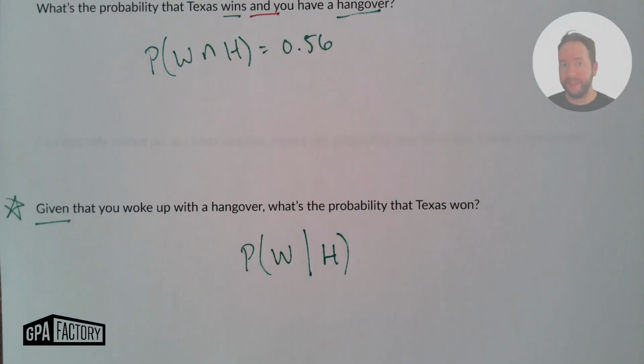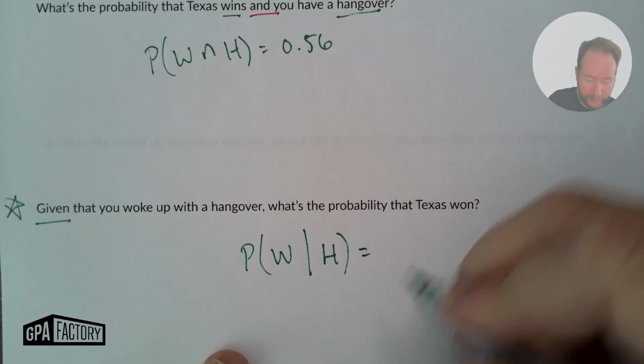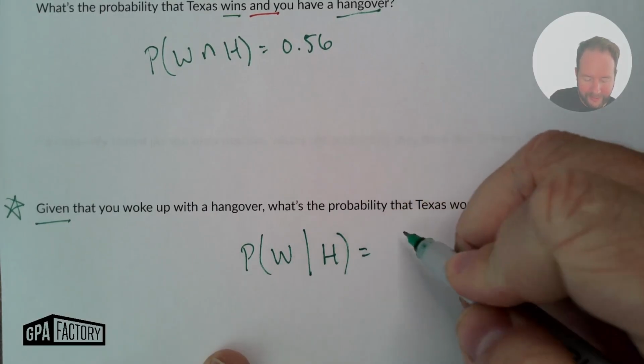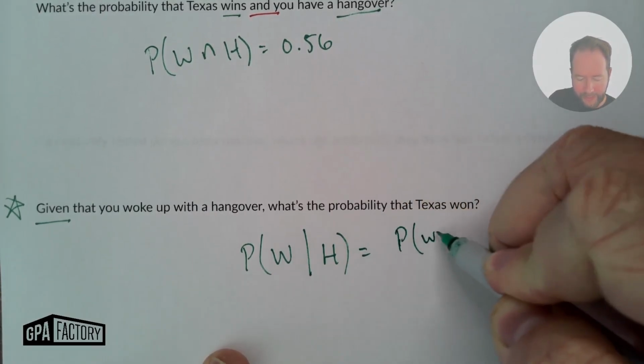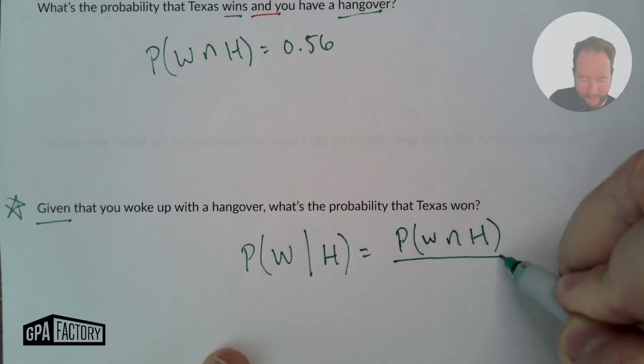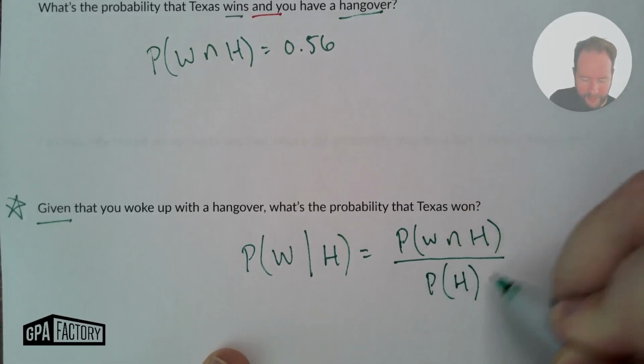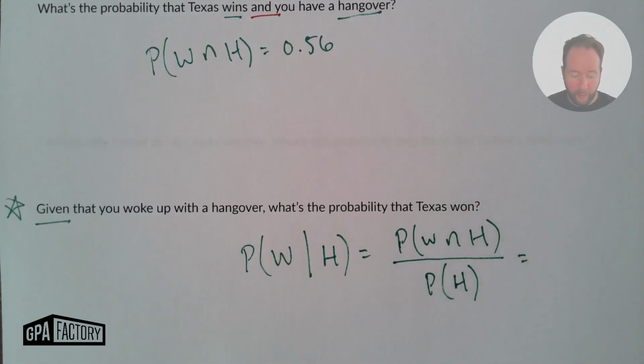Well, I'm going to cite the conditional probability formula like I know and love. So win given hangover is the probability of win intersect hangover divided by the probability of hangover. Now, when I'm presented with this, I say to myself, what is the probability? I start with my denominator. I just like starting with my denominator. What's the probability of a hangover?